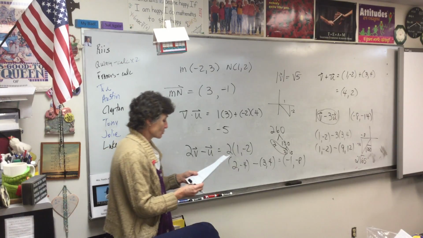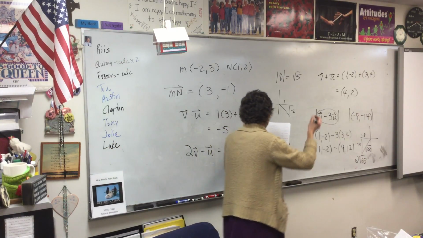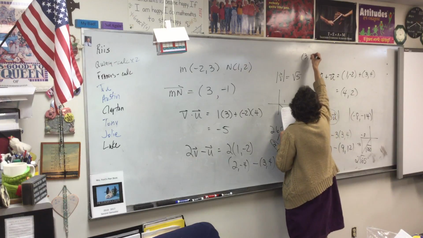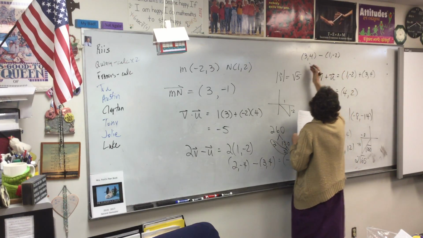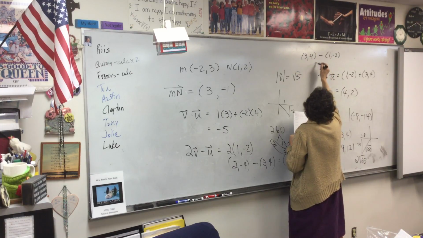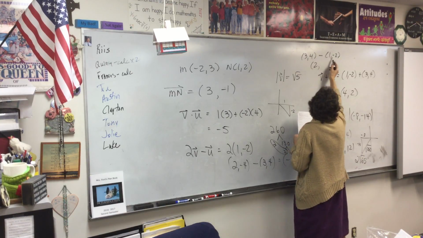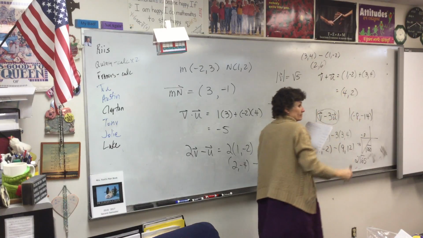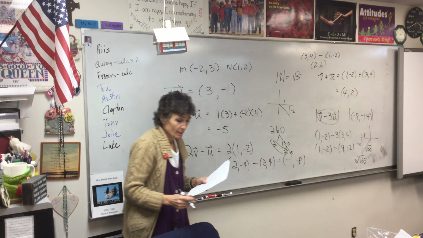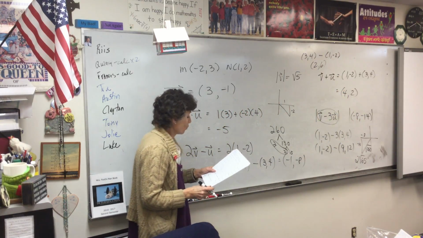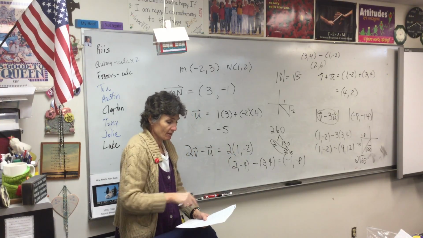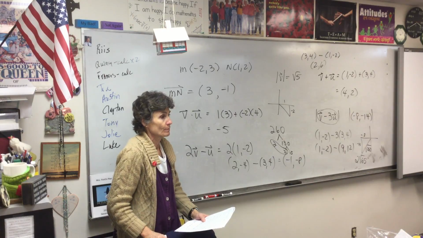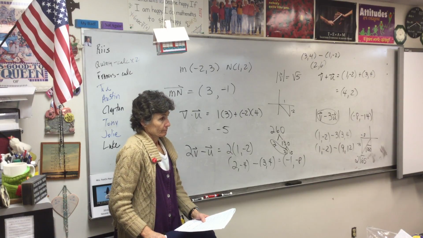And then finally, the last one's kind of easy. U minus V. So 3, 4 minus 1, negative 2. What's that going to equal? 2, 6. That's it. Now, does anybody have a question about number 2? There's a lot of problems in there. Anybody have a question about number 2? We're all good on that?